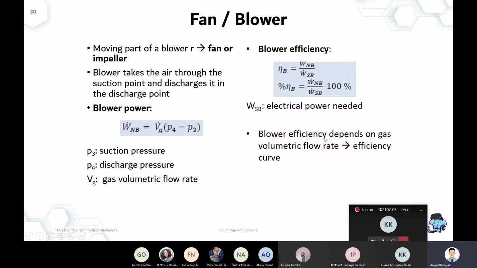Okay, and then we will continue with the fan or blower, and this is actually very simple. I think we just have 2 slides for this one. Hold on. Okay, so fan or blower, again, this is to compress a gas only to small delta P. Okay.